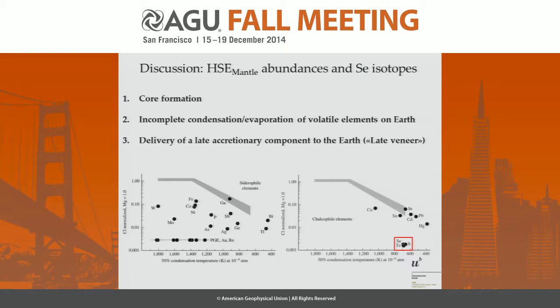And the last process is the late veneer hypothesis, so maybe we had a delivery of a late accretionary component to the Earth. I will now just go quickly through these 3 processes and discuss what we could expect for selenium isotopes when these processes occur.